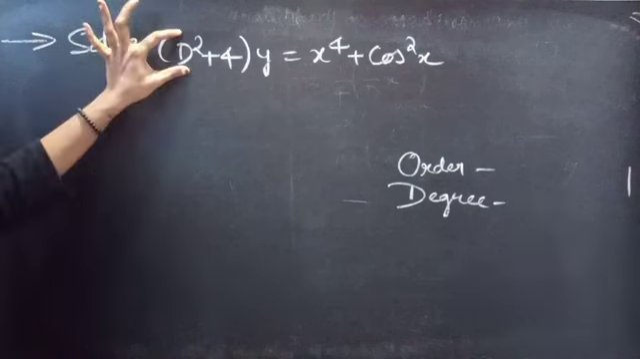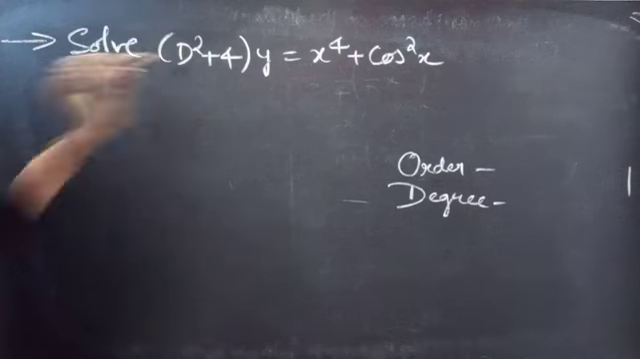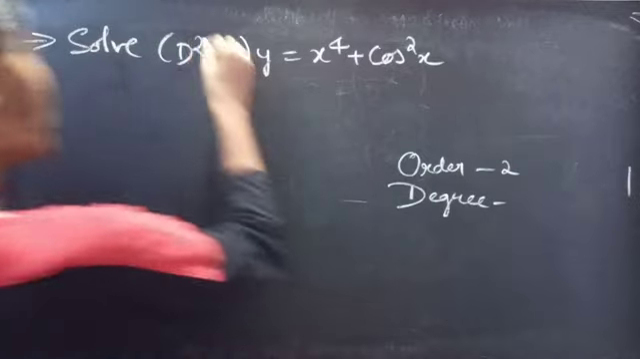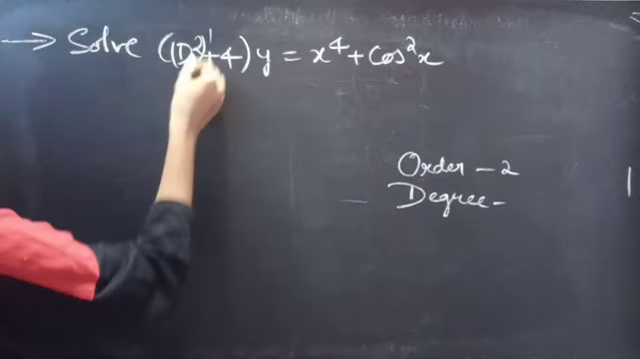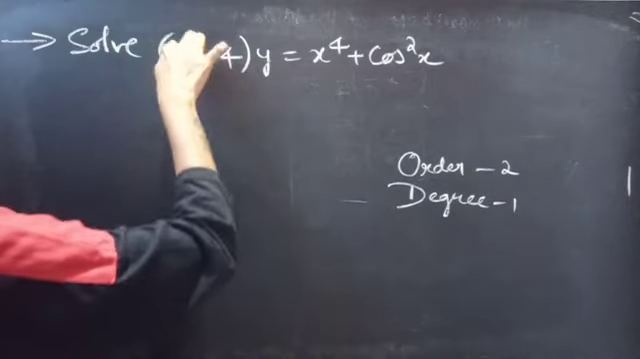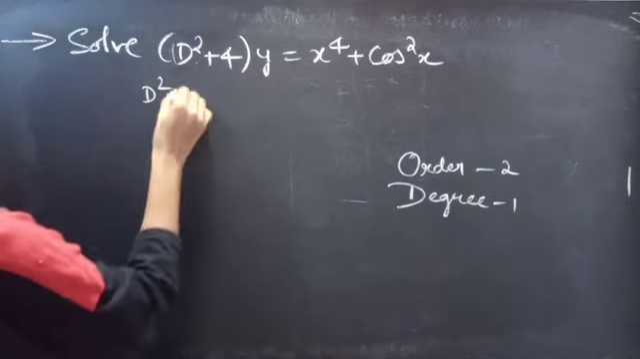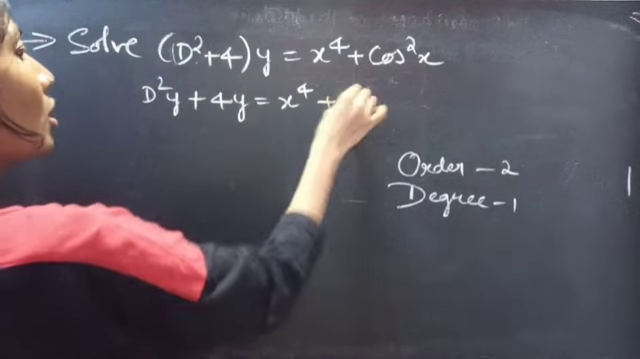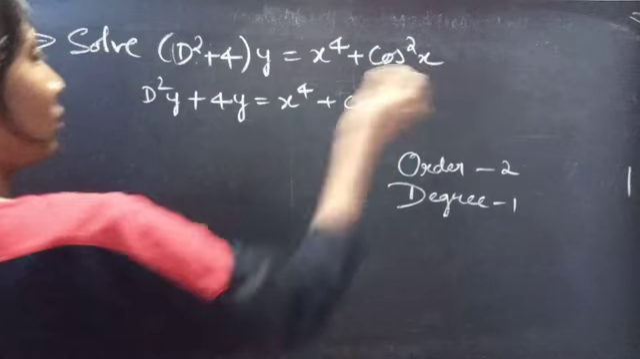Identify the highest derivative here. D square is the highest derivative, so our order will be 2. And the highest power of the highest derivative is the degree. Degree is 1. Or just write the given differential equation as D squared y plus 4y equals x power 4 plus cos square x.